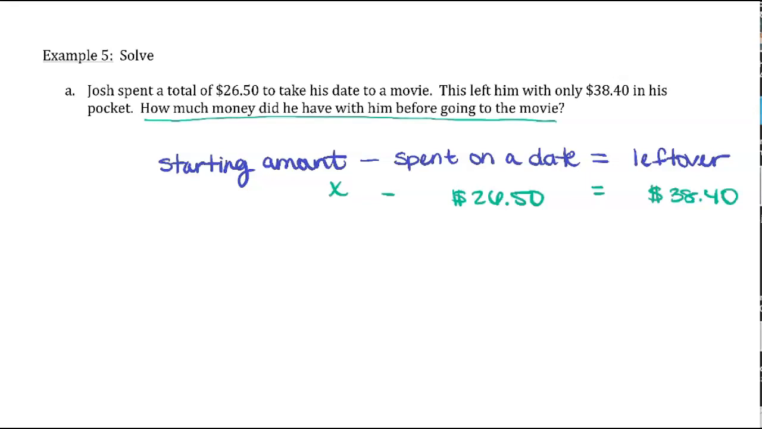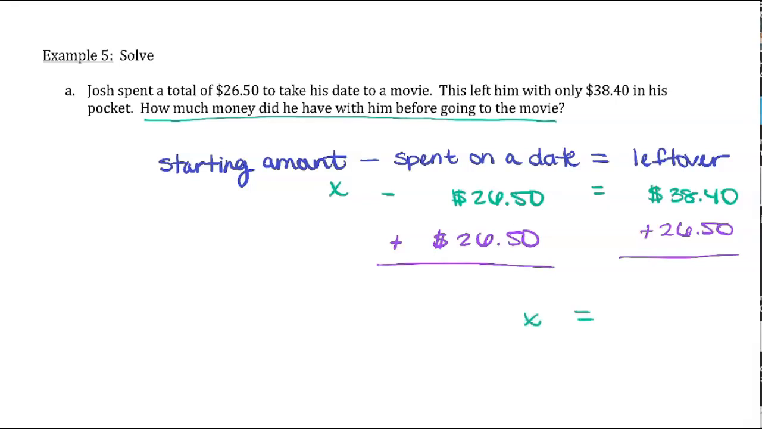To solve this, we can add $26.50 to both sides to use our addition property of equality. A negative 26.50 and a positive 26.50 is 0. So that leaves us with x plus 0, or just x on the left side. On the right side, we have $38.40 plus $26.50 for a grand total of $64.90. So he must have started with $64.90, spent $26.50 on the date, and then was left with $38.40 in his pocket.